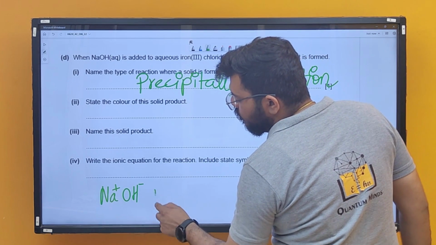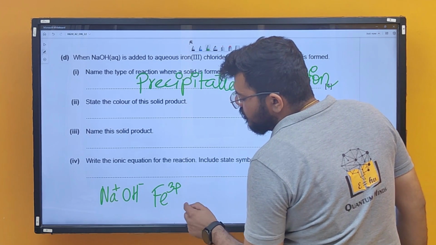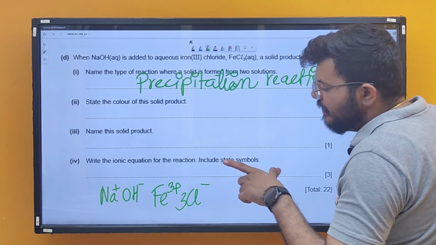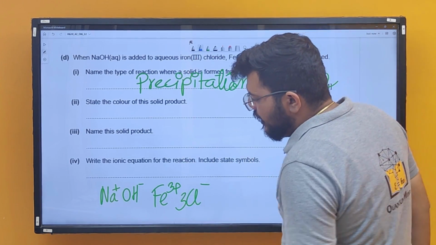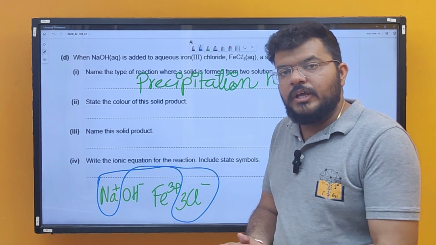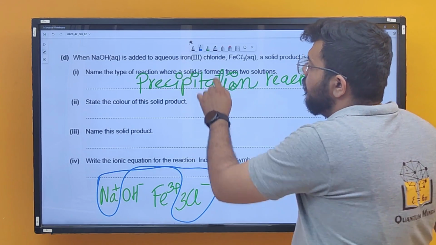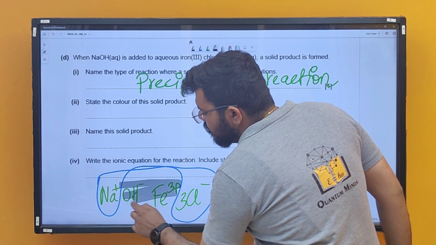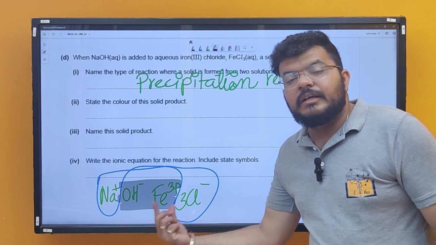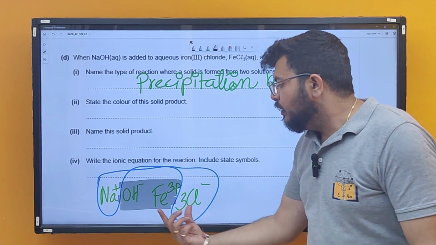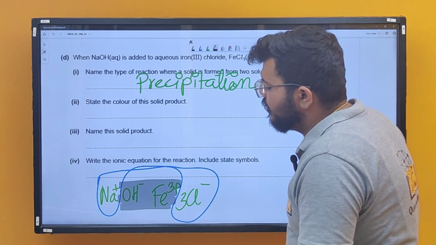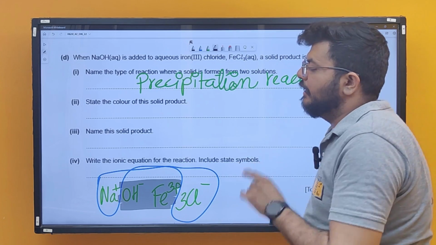Iron chloride, all chlorides are soluble. So Fe3+, because it is FeCl3, and 3 Cl- are also present in the solution. When these are reacted, sodium can react with chlorine and still stay as ion. Sodium chloride is also soluble. But whenever iron meets OH- ion, that is left out by sodium, they cannot exist as ion anymore. Their attraction pulls them together, they become a solid. That is what the precipitate is, iron 3 hydroxide.